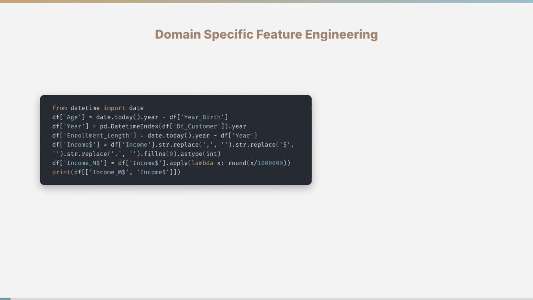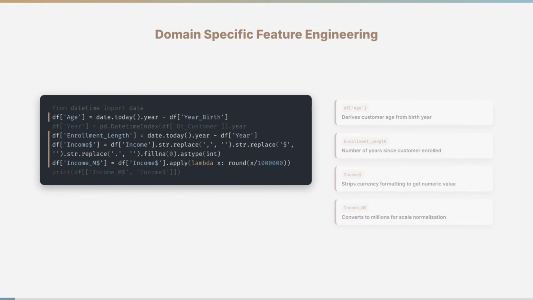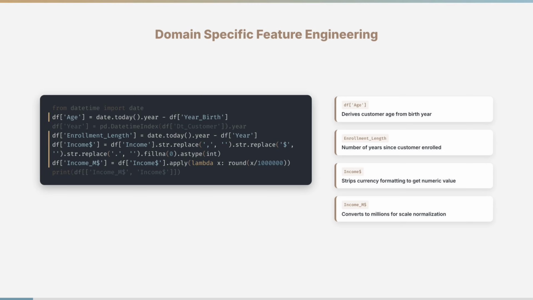Now let's start with simple feature engineering to make the data tidier and more meaningful using the pandas library in Python. First, we convert year of birth into an age feature by subtracting it from the current year. Then we turn the customer enrollment date into an enrollment_length feature by extracting the year and computing how long each person has been a customer.